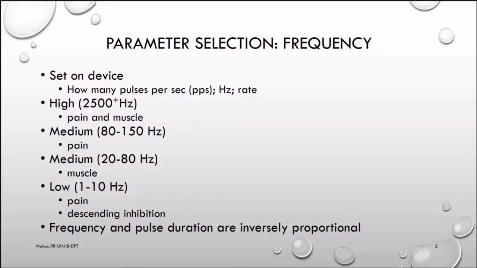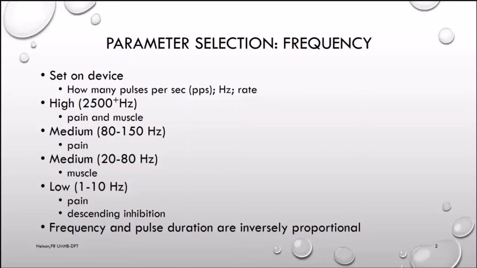Medium frequency currents are usually 80 to 150 hertz, and these are primarily for pain. This is used with the conventional TENS setup. Medium frequency is also known to be 20 to 80 hertz, and that's really where the NMES units, neuromuscular electric stim, for muscle training happens.